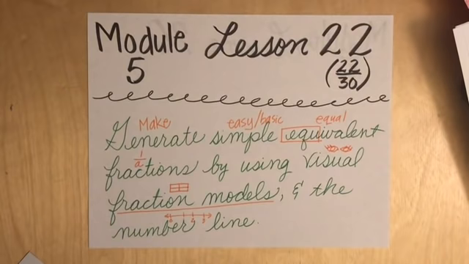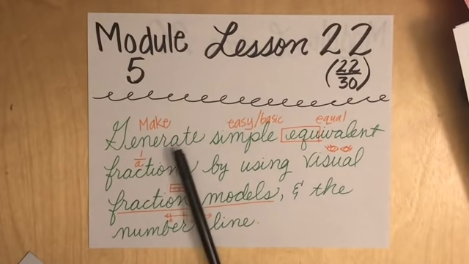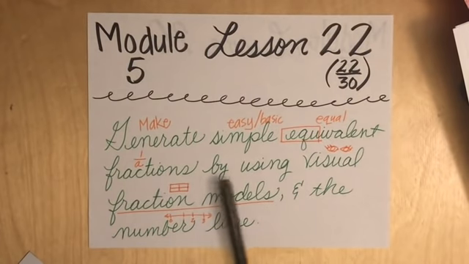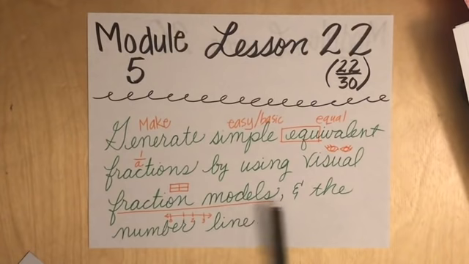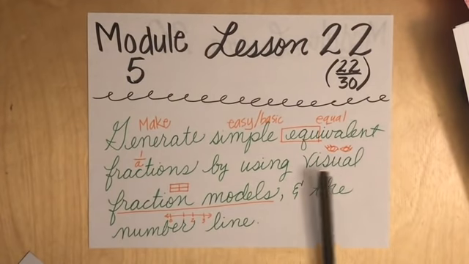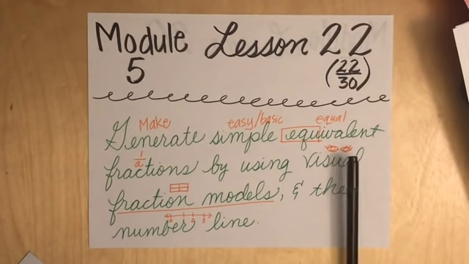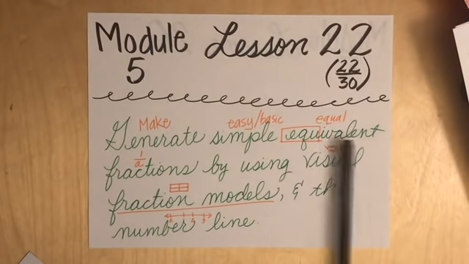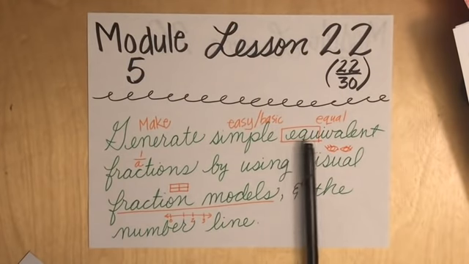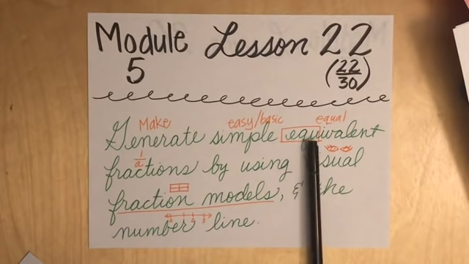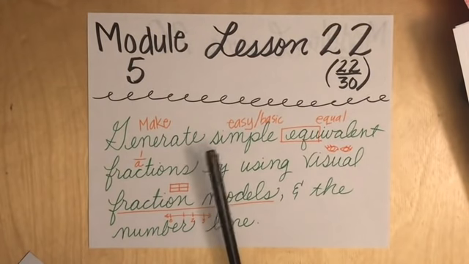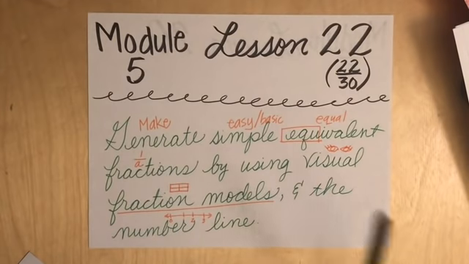We are 22/30ths of the way through our fraction unit. Wow, we're getting to the end. All right, so today we're going to generate simple equivalent fractions by using visual fraction models and the number line. Remember, visual means you can look at it, you can make a picture of it. Equivalent means equal, and we can remember that because it starts with the same first three letters as the word equal. So today we're just making easy or basic equivalent fractions.